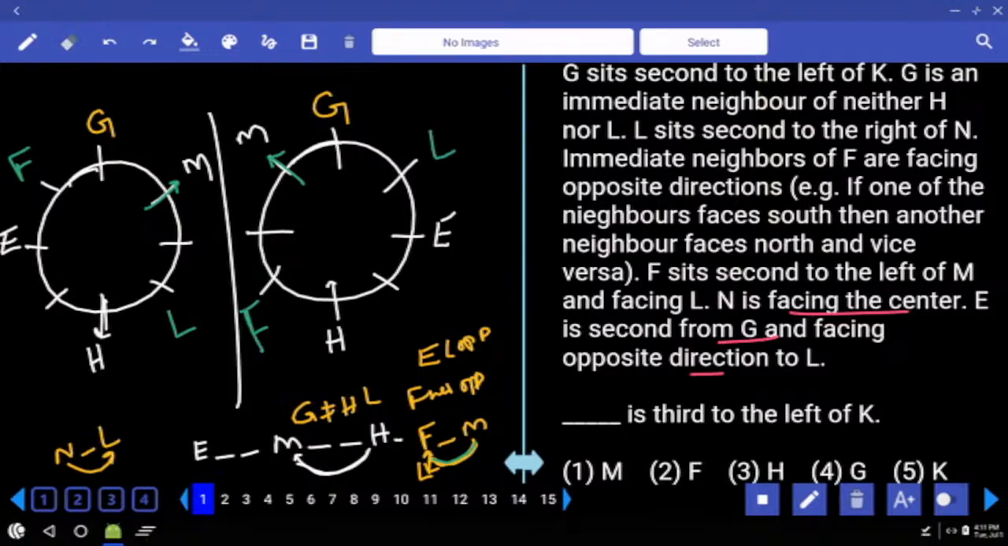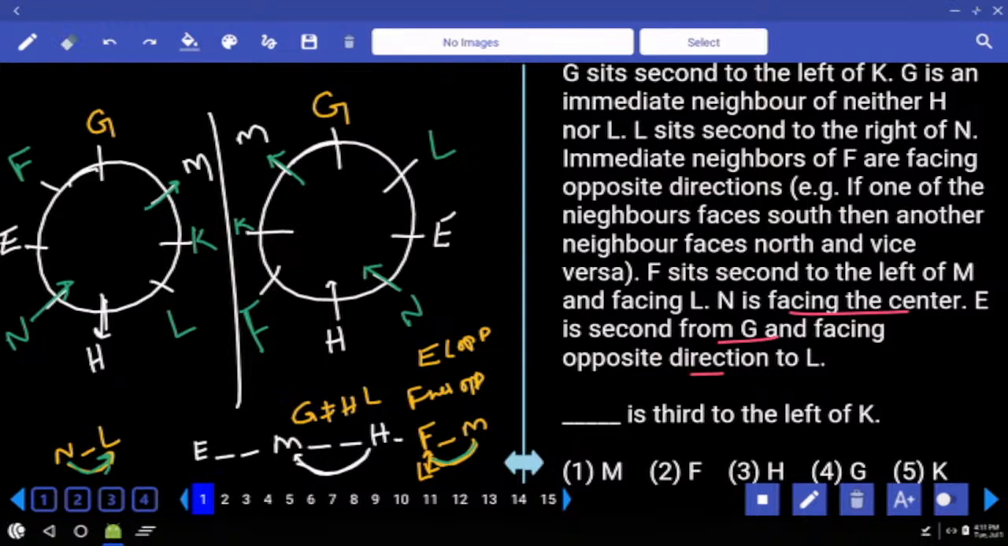Opposite to L, F and L. The next one, L is seated second to the right of N. N is facing the center. L is seated second to the right of N. Then who is the person left over? K. Now K is here.